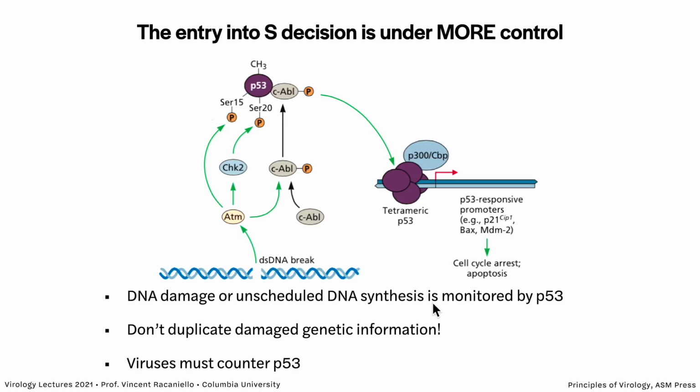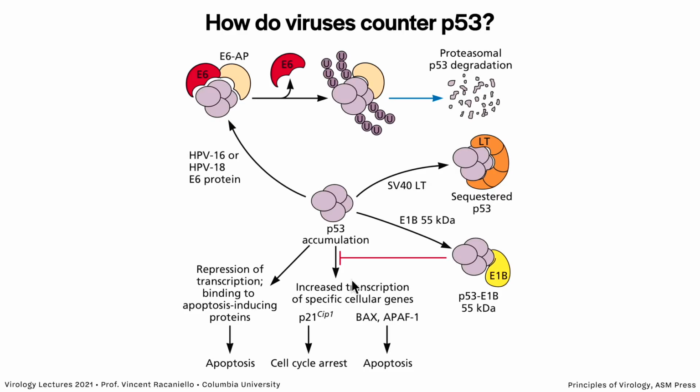Unscheduled DNA synthesis, what is that? Well, like when a DNA virus gets into a cell, that's not scheduled. The virus is pushing it forward. So P53 doesn't particularly like that either. P53 is another obstacle to DNA viruses reproducing. And so viruses have to counter it. How do they do it? You guessed it, via the T antigens.